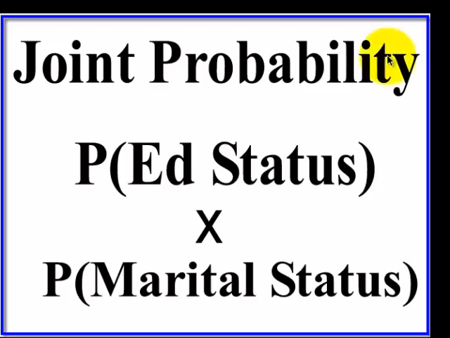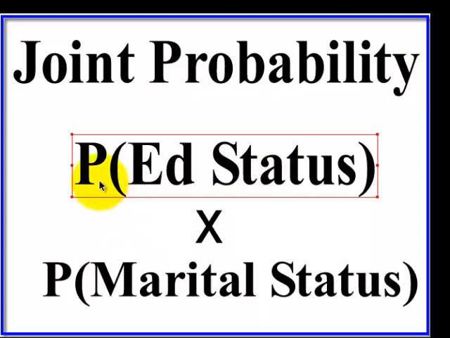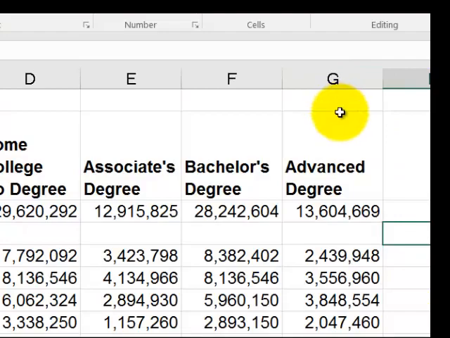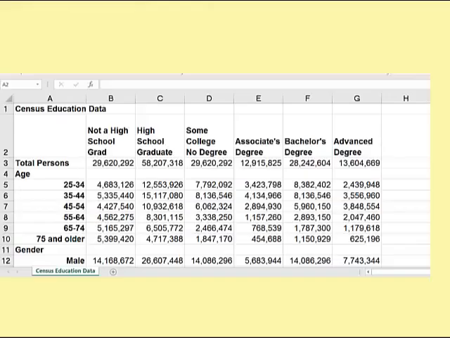So what we're going to do is take each cell from the data sheet, calculate the probability of each educational status and each marital status, and multiply them together to get a joint probability for each possible cell. Let me switch over to the Census Data education sheet and show you what I'm talking about. So here's the Census Education Excel data sheet.